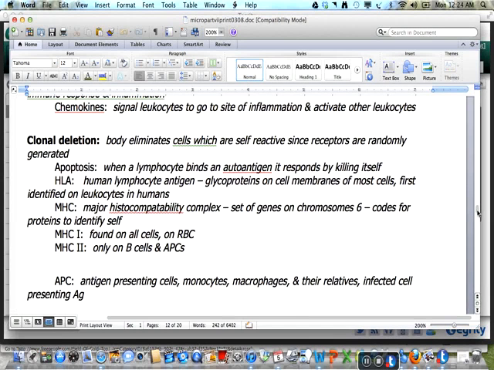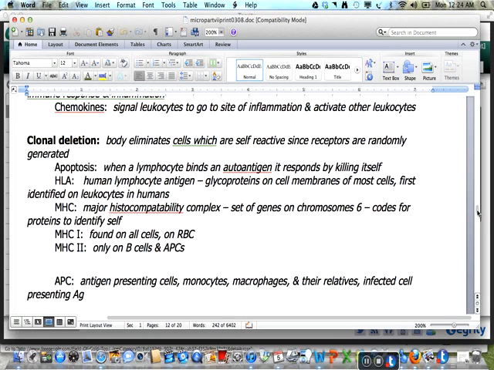Clonal deletion is the important process where the body eliminates cells which are self-reactive, since the receptors are randomly generated. Apoptosis will occur when a lymphocyte binds an autoantigen. The HLA, or human leukocyte antigen, is a set of glycoproteins on the cell membrane of most cells. These were named HLAs because they were first identified on human leukocytes. The MHC, or major histocompatibility complex, is coded for by a set of genes on chromosome 6.